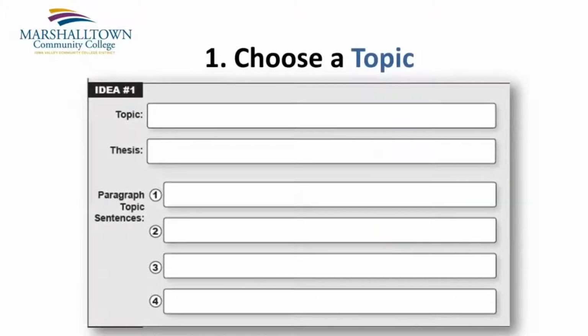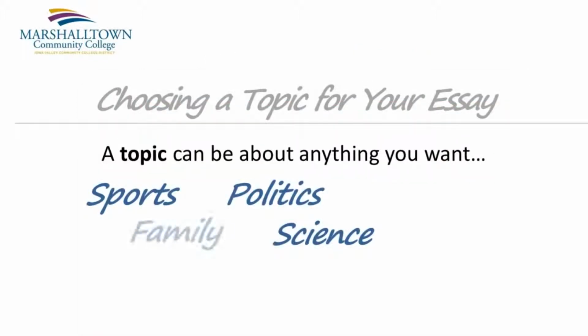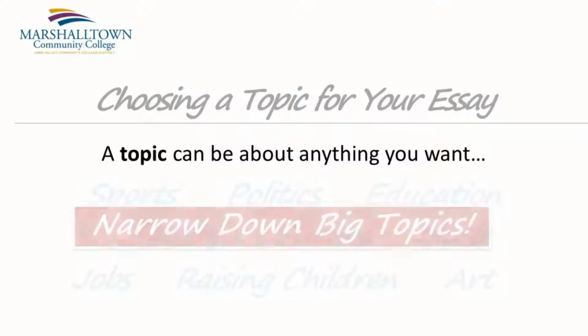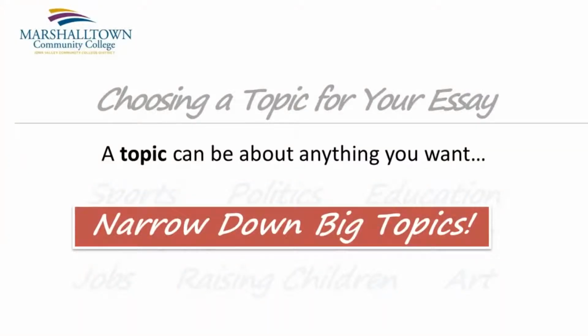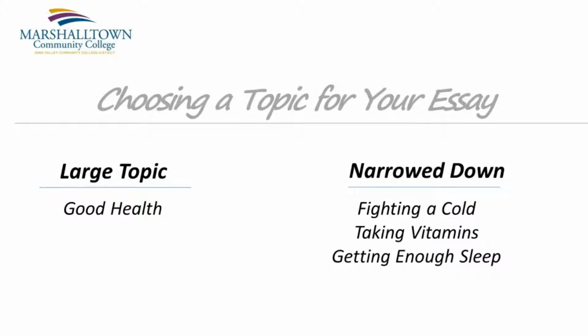At the top of the worksheet, you'll find a box for entering a topic idea. Now, a topic can be about anything you like: sports, science, politics, family, education. What's important is that you know how to narrow those big topics down before you start writing. For example, a topic like good health is much too large to write about in one essay. These more narrow topics, like fighting a cold, taking vitamins, or getting enough sleep, would be much better choices. They're still related to the larger topic of good health, but the more narrow focus makes them a much more manageable size for writing about in an essay.